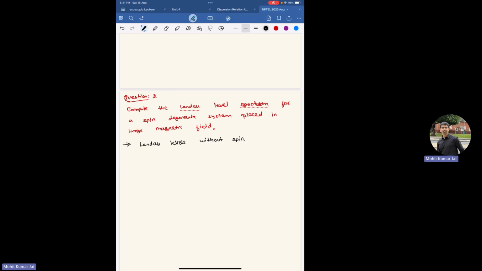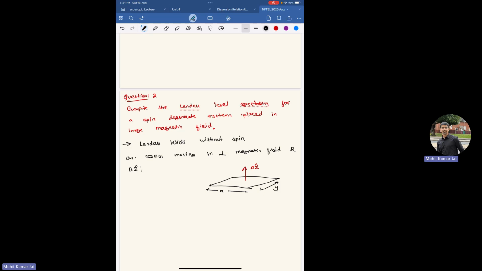So we have an electronic charge minus e of mass m, a 2D electron gas moving in a perpendicular magnetic field B. Now the magnetic field is B z-cap, let's say, and my two-dimensional electron gas system is confined in the x and y directions. So this is my x and this is my y, and I apply a magnetic field which is B z-cap.